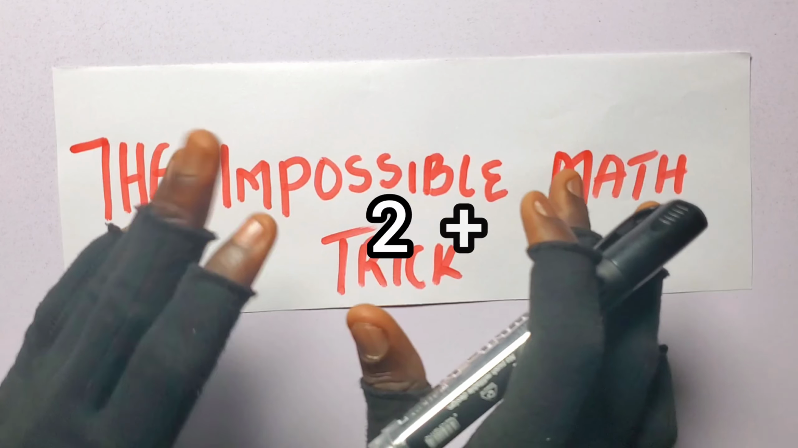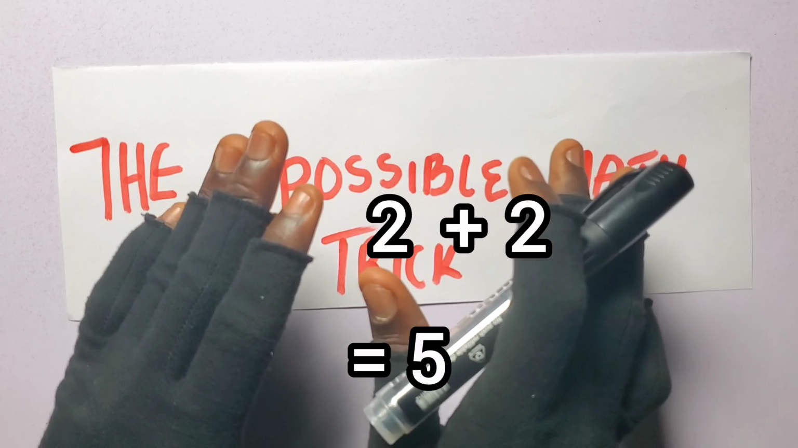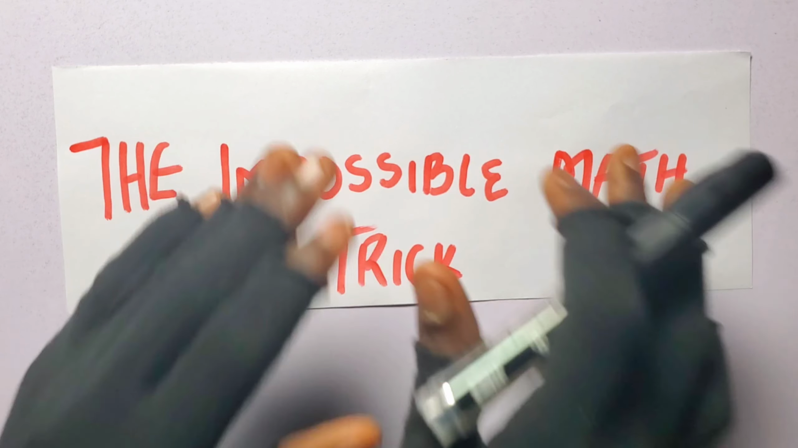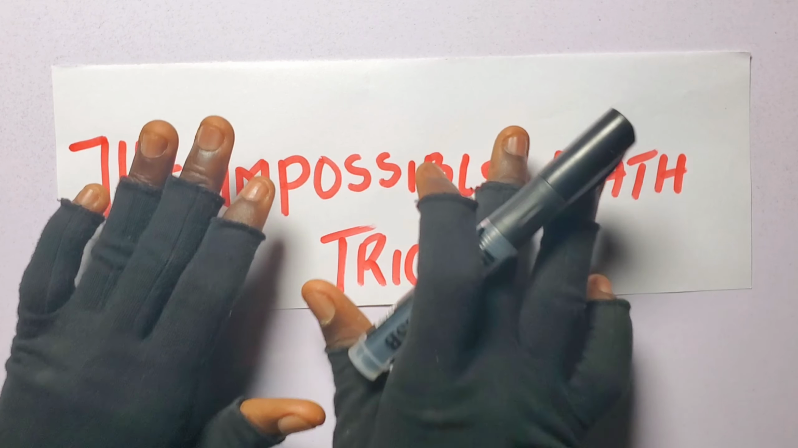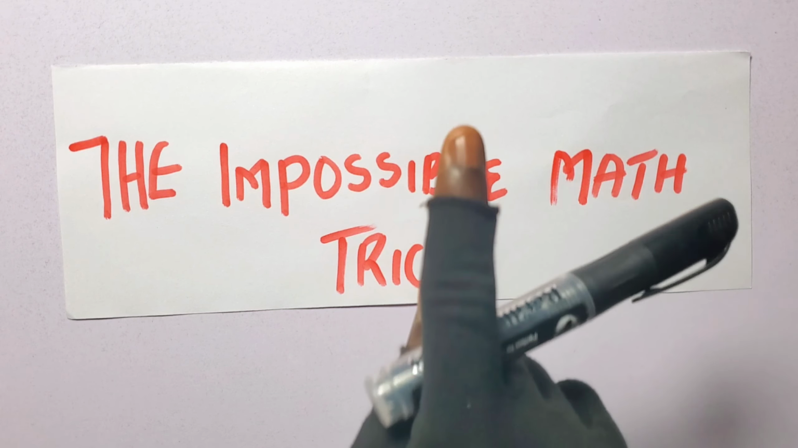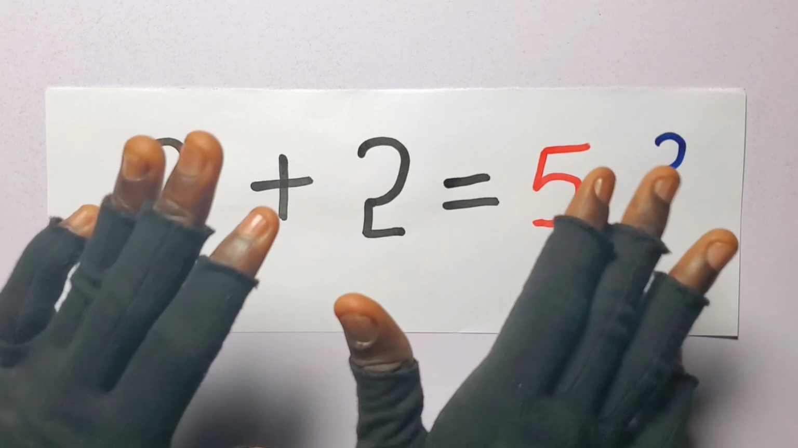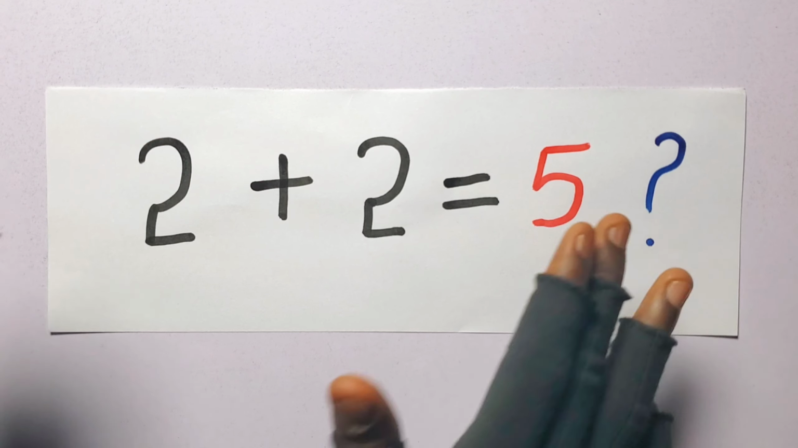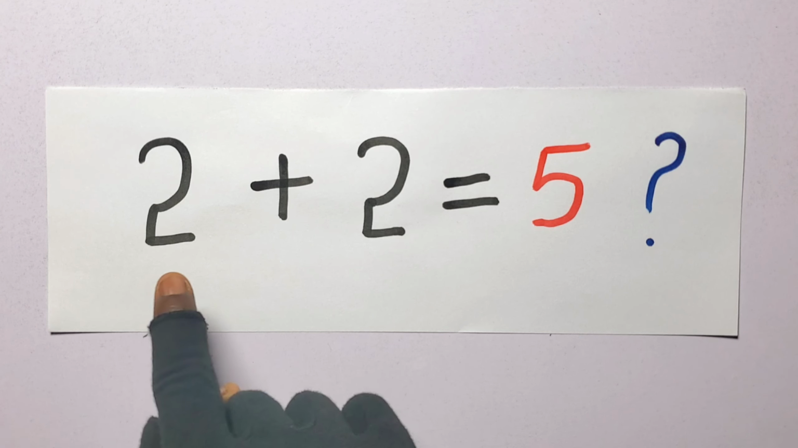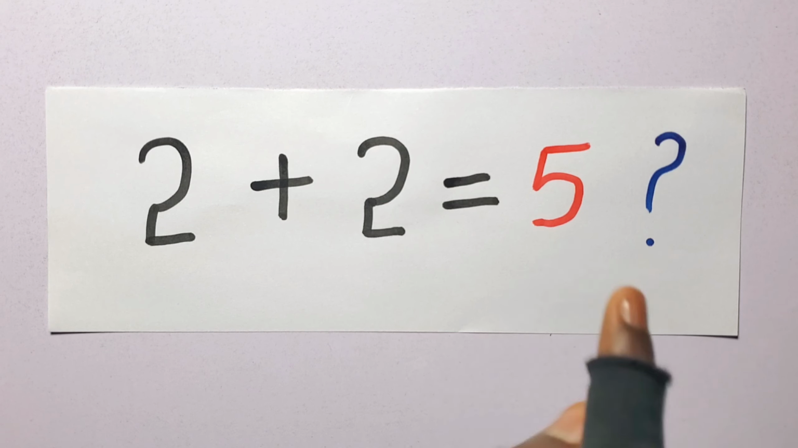Can 2 plus 2 actually equal 5? I am going to break the laws of math right before your eyes, and I guarantee you won't spot the error. Take a second. Do you think it is impossible? Let us prove it. 2 plus 2 equals 5.